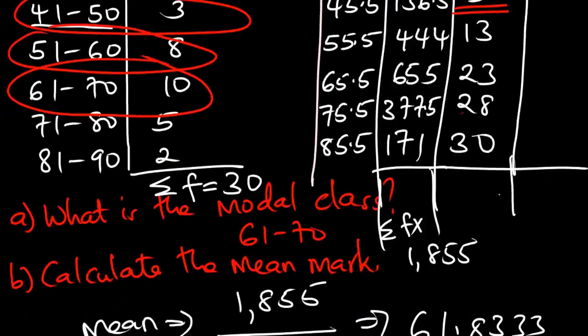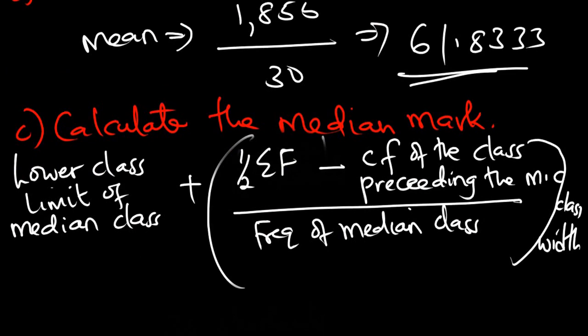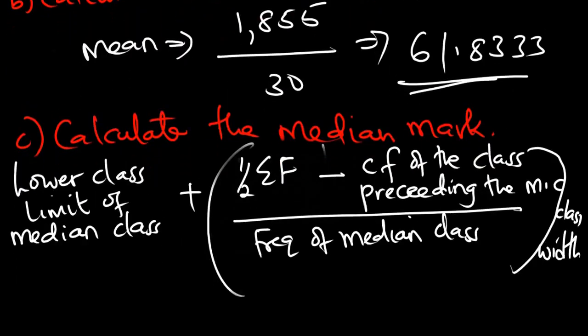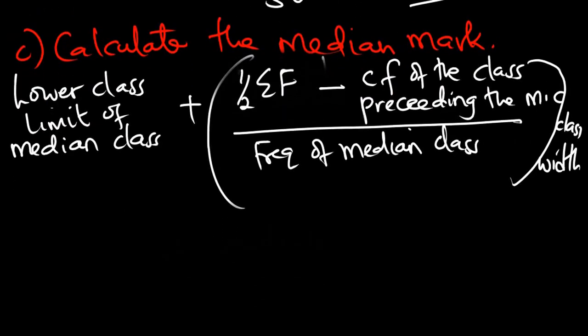I know it looks complicated, but I'm going to simplify everything so that by the end of this video, you will have understood everything about this formula. So let's start. The first thing that we need is the lower class limit of the median class. In fact, before going to that, let's identify the median class.